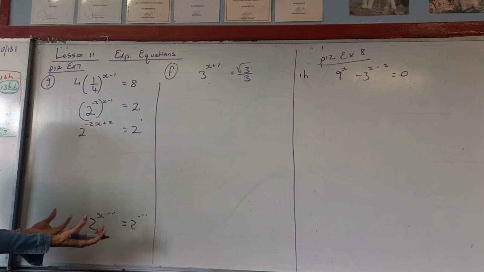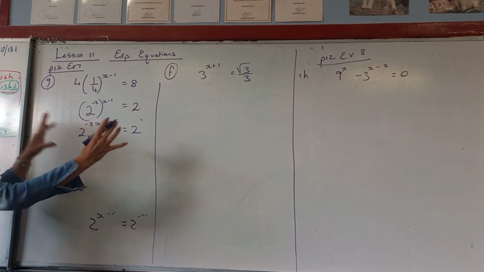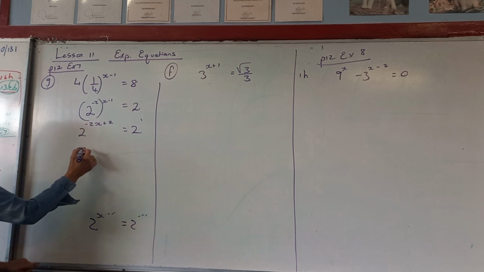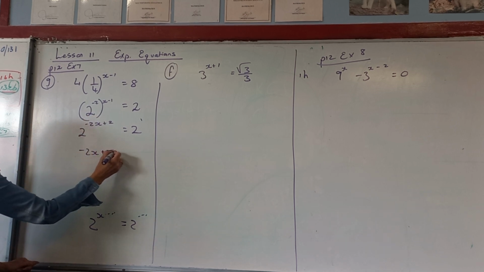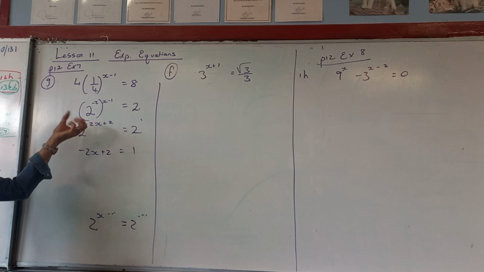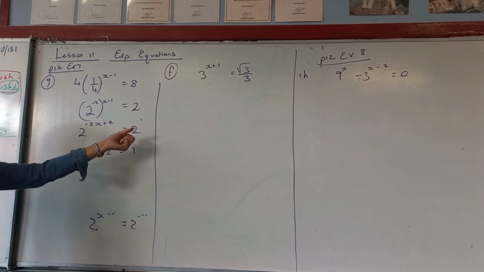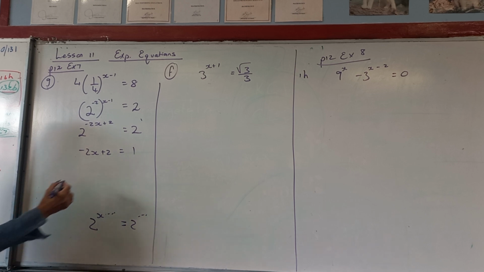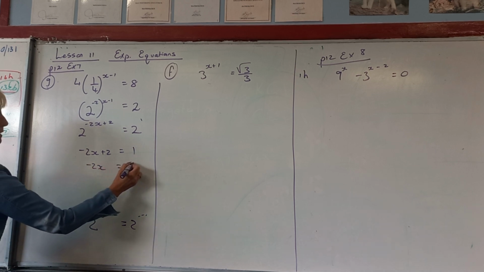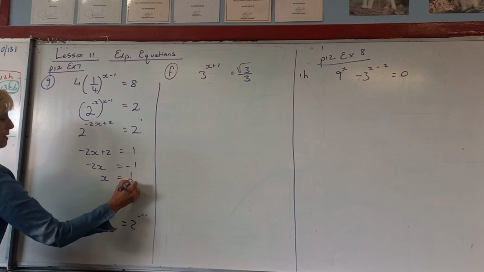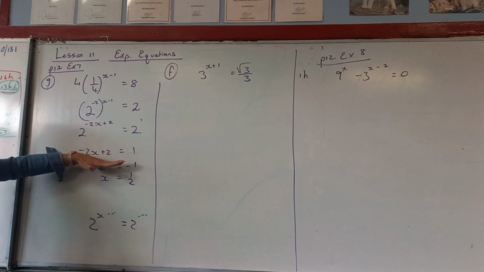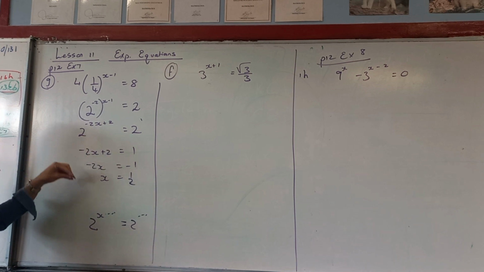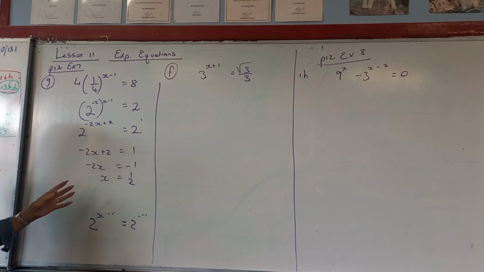Meaning I've got my basic principle: 1 power on either side. Then I can say that the exponents must be equal to each other as well. It's a principle. If the power is equal to the power and the base is equal to the same base, then the exponents have to be equal. So we've got negative 2x equal to negative 1, and x is equal to a half. Now this is linear equations. Whichever way you want to swing it, it's fine, as long as you get to x is equal to a half.